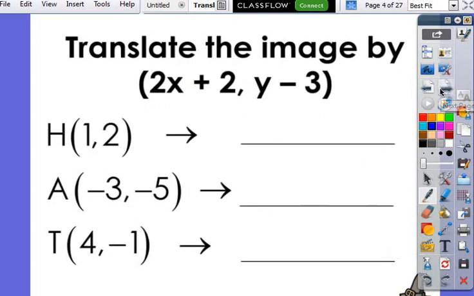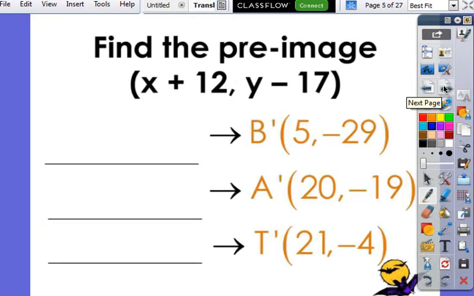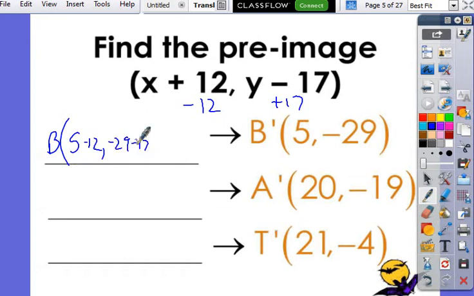If it gives you the pre-image, it says go back and find the image. What do we do? You take whatever the rule they gave you is and do the opposite, because if I'm going back and finding the pre-image, I've got to undo whatever happened to get there. So for B, it would be 5 minus 12 and then negative 29 plus 17. So my actual pre-image would be negative 7, negative 12.